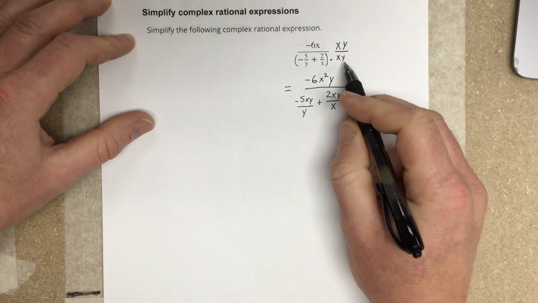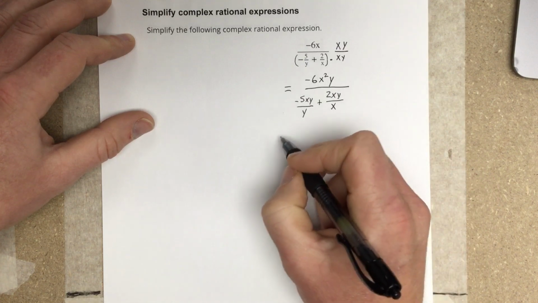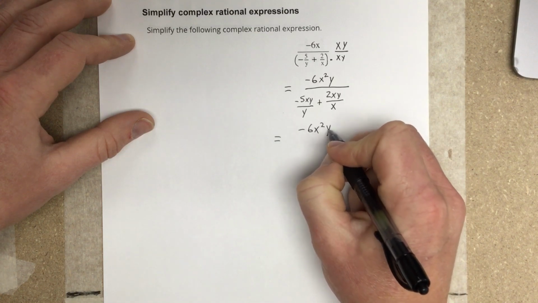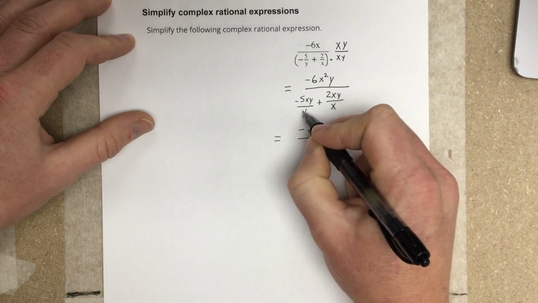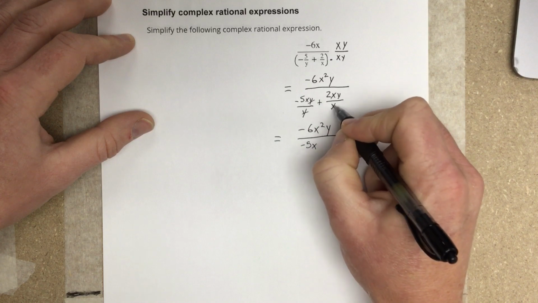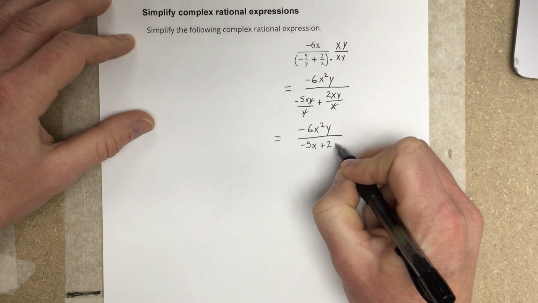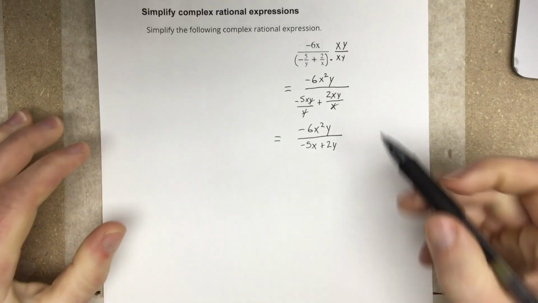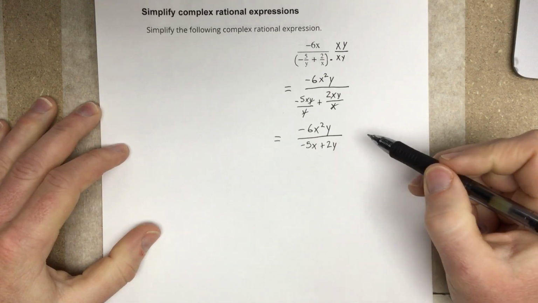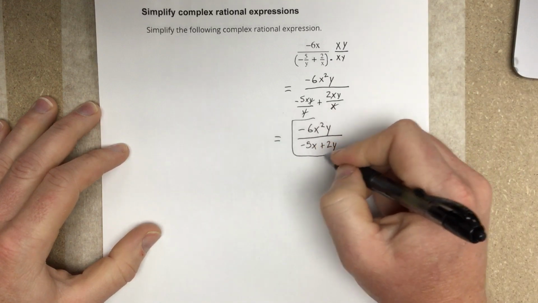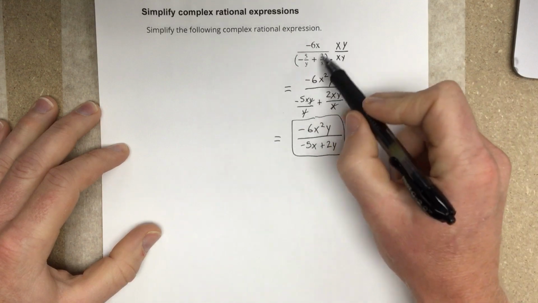So you can see why we multiplied by xy, because the y's will cancel there and the x's will cancel. And we're left with a negative 6x squared y over, y's cancel there, so that's negative 5x. X's cancel, so plus 2y. And then that's it, because we've got nothing else that we can do here. This denominator, nothing can be factored out to cancel with the numerator, so we're stuck right here. But it looks a lot better than our original.